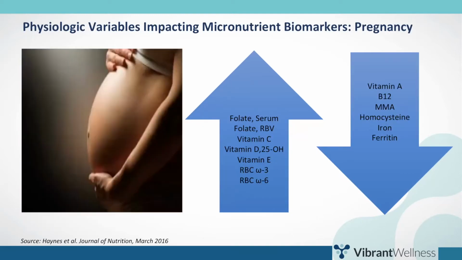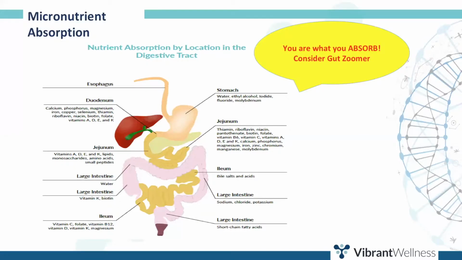And then in pregnancy, you can expect to see lower levels of vitamin A, B12, methylmalonic acid, homocysteine, iron, and ferritin, and higher levels of serum folate, red blood cell folate, vitamin C, 25-hydroxy vitamin D, vitamin E, and then omega-3 and omega-6 fatty acids in red blood cells. So these are just a few of the variables that can impact micronutrient status. Of course, it goes without saying, and I'm sure many of the other speakers addressed, GI absorption.